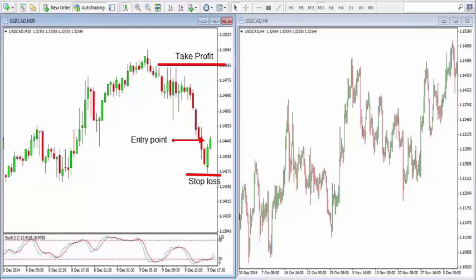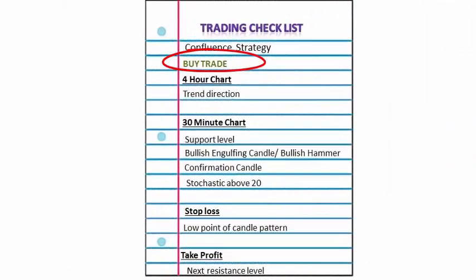Now let's design our trading checklist for this confluence strategy. For a buy trade, find your trend direction on the 4-hour chart. Then open the 30-minute chart to find support. Wait for an engulfing candle pattern at your support level. We've added stochastic to our charts to indicate momentum, and for a buy trade, stochastic must be in an oversold position and then rises above the 20% control level. The stop loss will go at the lowest end of this bullish engulfing pattern, and your take profit target will be the next resistance level.